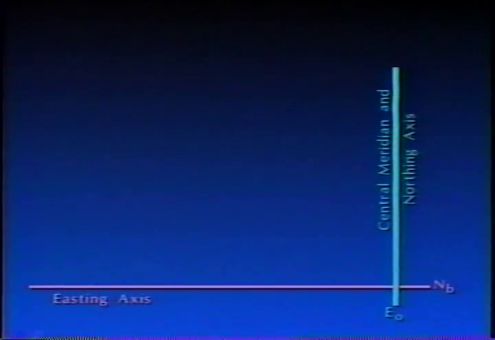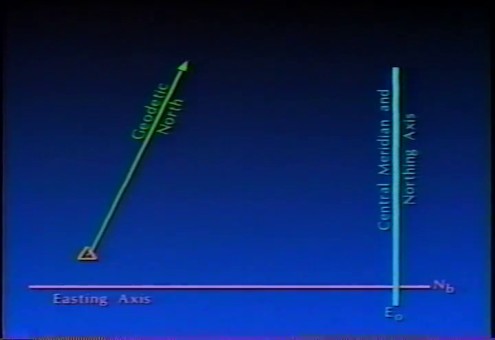On the screen, we see the central meridian, or northing axis, running north-south. It is labeled E sub O, the notation for its easting, which is a constant for each zone. We also see the easting axis, labeled N sub B, which is the notation of its northing, also a constant. On the screen now, a station has been added. Now a geodetic meridian, that is a geodetic north line, is drawn between the station and the apex of the cone. This meridian is the line of geodetic longitude through the station.